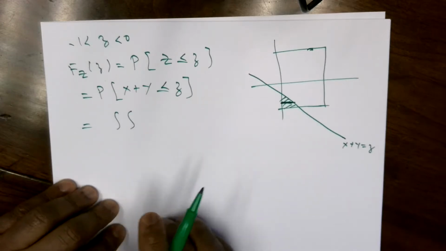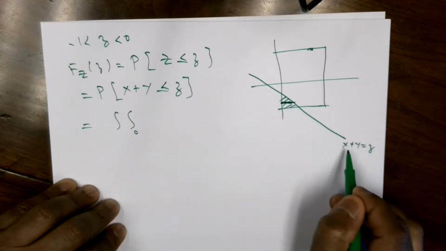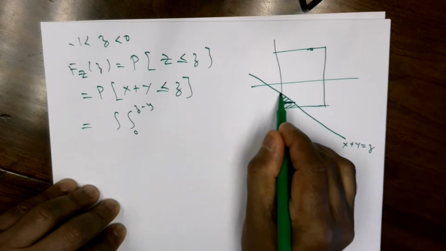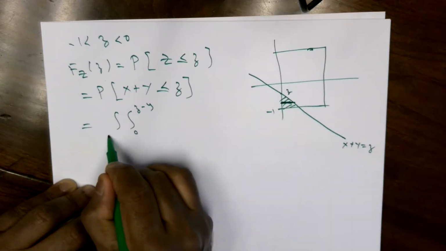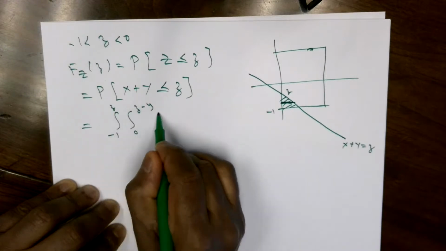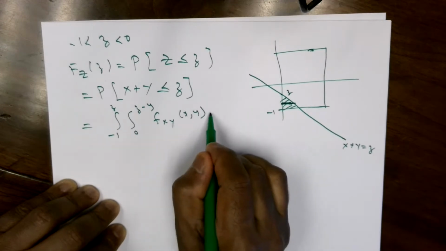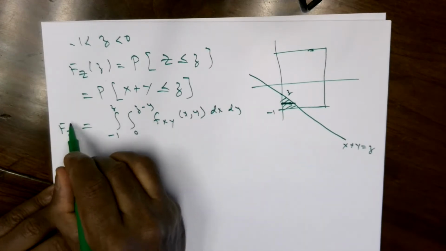So if I use a horizontal strip here, x goes from 0 to z minus y, and y goes from this place to this place. So this is z, and this is minus 1. So y goes from minus 1 to z. So this is f_XY(x, y) dx dy.